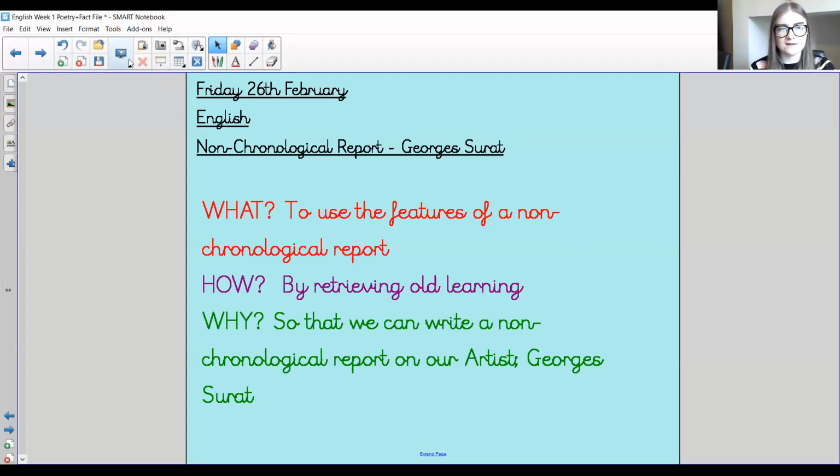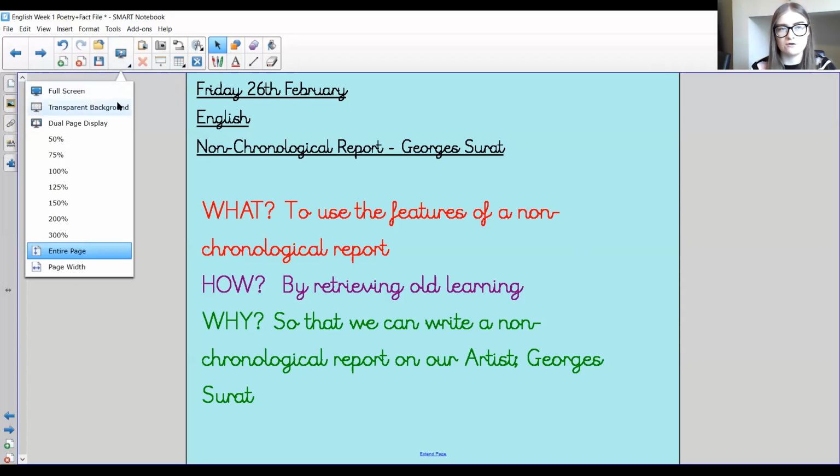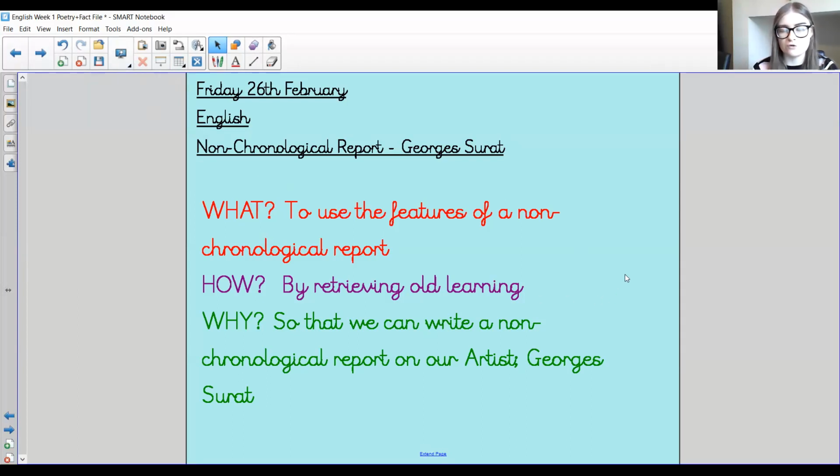We are writing a non-chronological report, so we need to know the features and use the features of a non-chronological report by retrieving old learning, so that we can write one on our artist, Georges Seurat. Okay, so I want you to pause for me and write these 3 underlined things here.